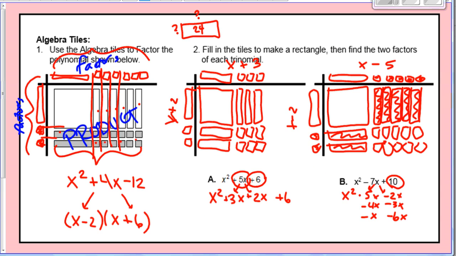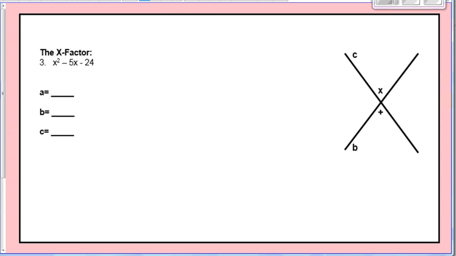So let me go here. The x factor is a tool that we're going to use to help us break apart our middle term, okay? So I gave us a new polynomial to work with, x squared minus 5x minus 24. Before we get going, we have to cover one really quick thing. When you have a trinomial, it's usually written in this form. A is the number that's in front of the x squared, b is the number in front of the x, and c is the third and last number. So for this polynomial, a is an imaginary 1, b is negative 5, and c is negative 24.